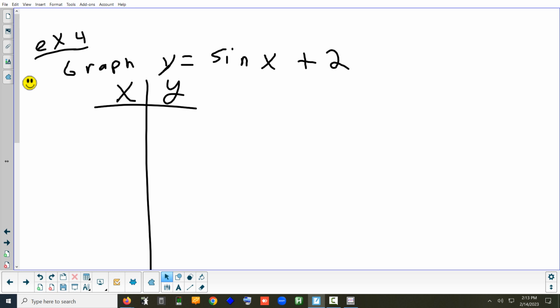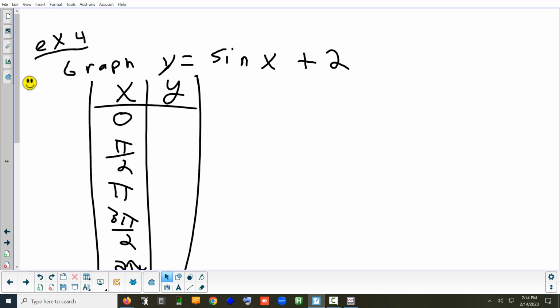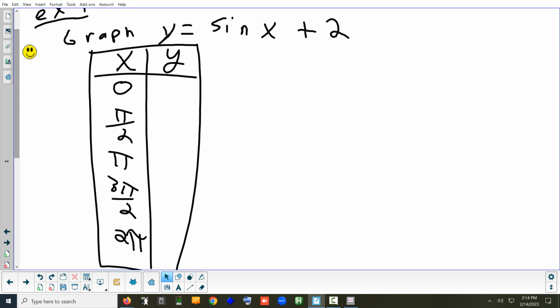Oh, Abigail, can you tell me my x values? 0, pi over 2, pi, 3 pi over 2. There's our x values. And let's put the original y values off to the side. Okay, for sine, Tyler, what are my original y values? 0, 1, 0, 1. And what's the last one? 0.